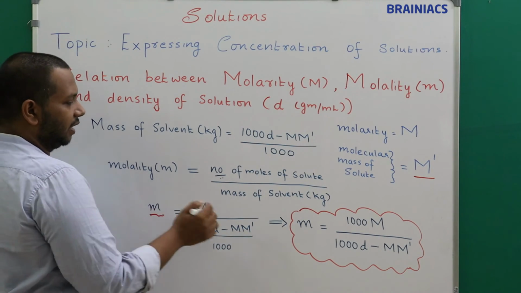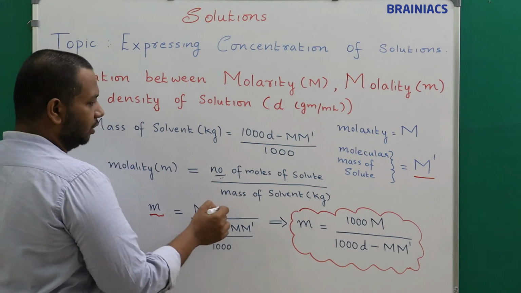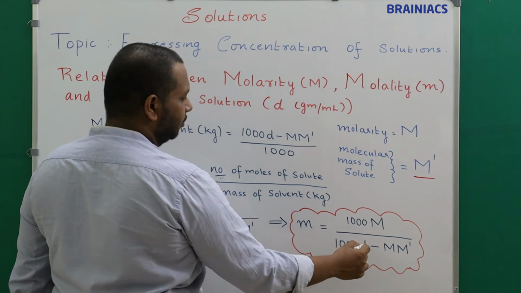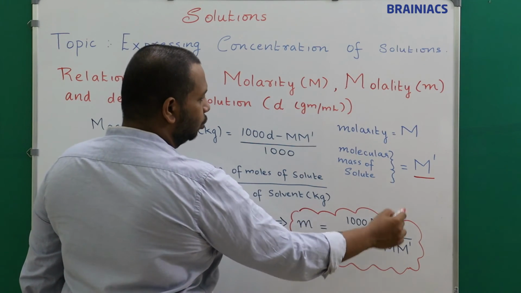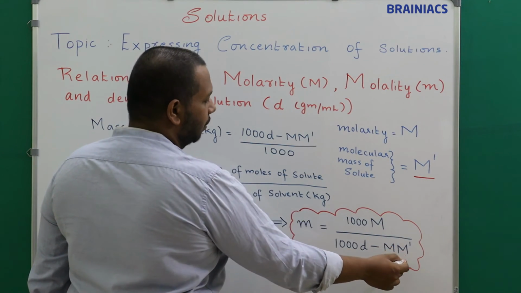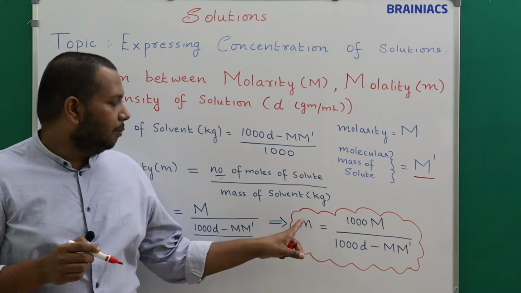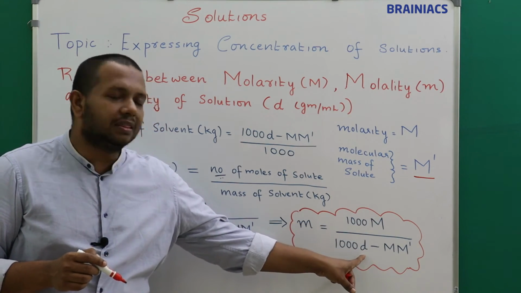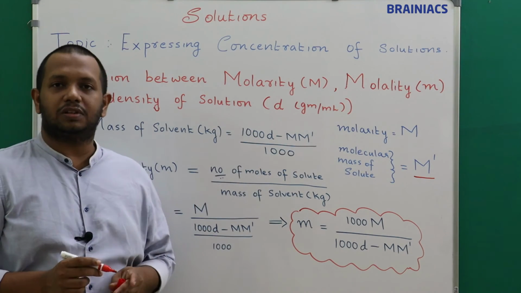So this can be rewritten as small m, molality, is equal to 1000 times molarity divided by 1000 times density minus molarity into M dash, that is the molecular mass of the solute. So this is the relationship that is connecting molarity and density of the solution. I hope you understood how it is derived.